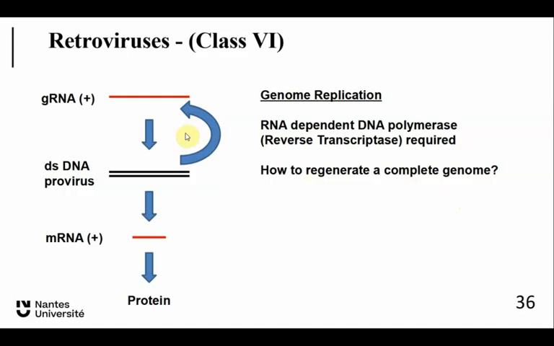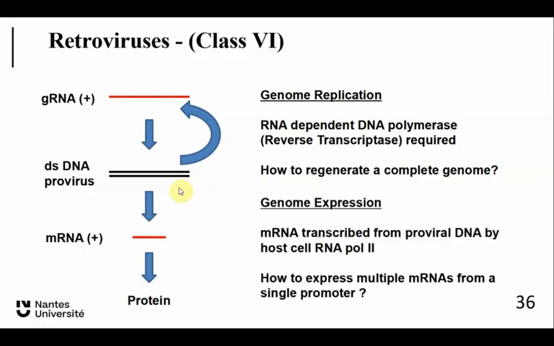So that's genome replication. For genome expression, that's easier because all of the messenger RNAs use the host RNA polymerase to transcribe their messengers. The proviral genome is in the nucleus, so all of the splicing and the mRNA maturation machinery is available. One of the problems retroviruses have is, how do you express multiple proteins, multiple mRNAs from a single promoter?